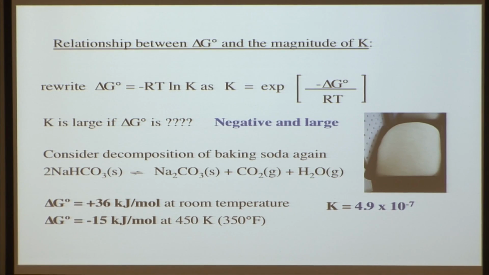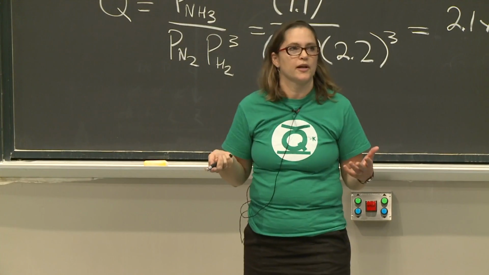That means that there is very little product at equilibrium at this temperature, very little CO2 gas to be used to make our bread rise. But now if we calculate K at this value, at a negative number for delta G, K is now 55. So we have quite a lot of product then to be used to make the bread rise.